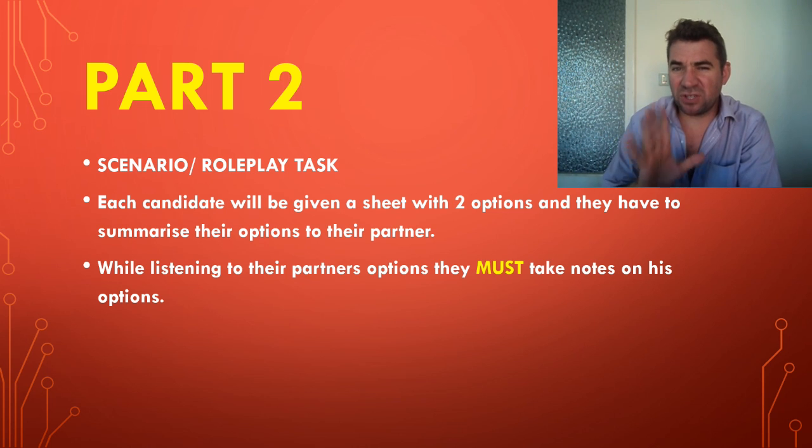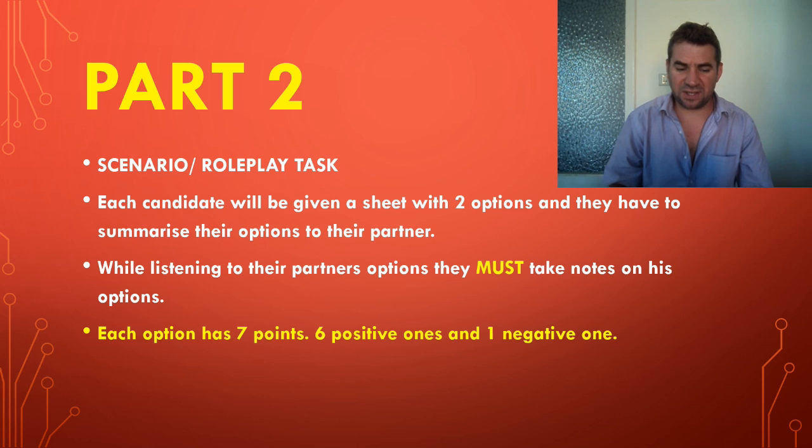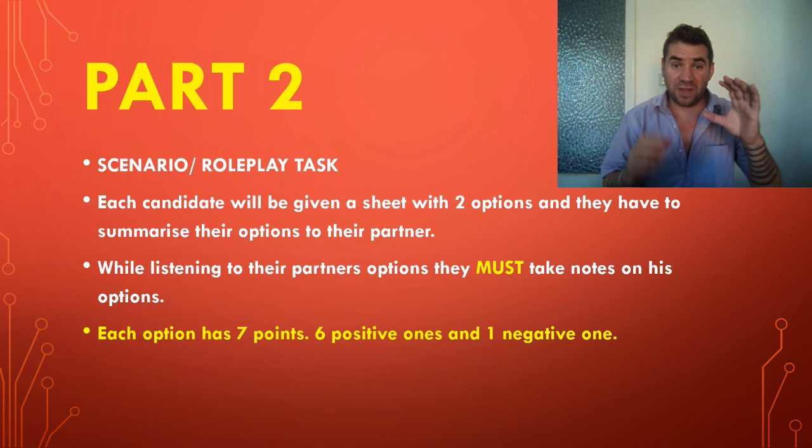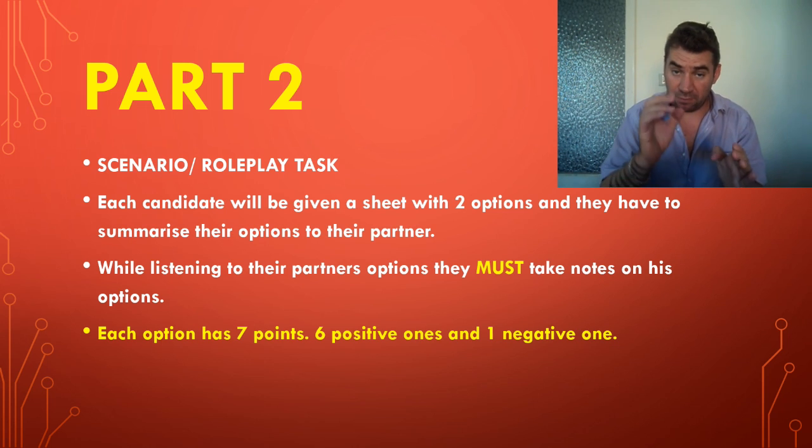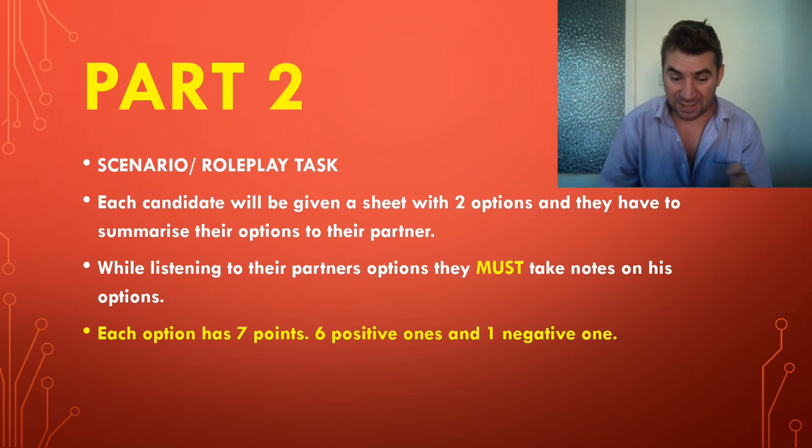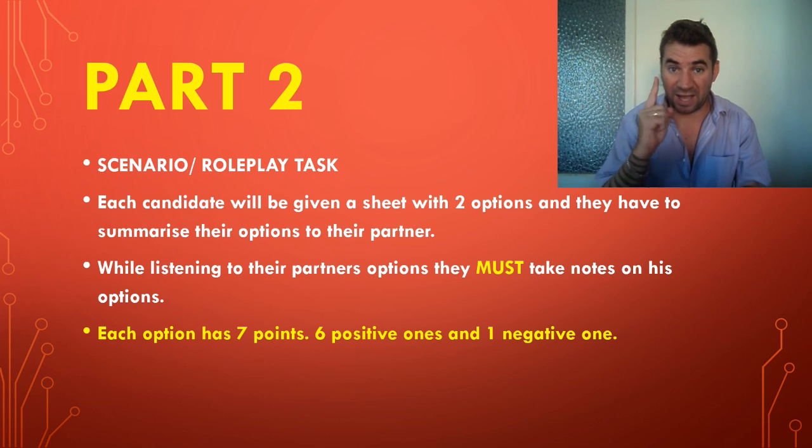It's also interesting to note, this is a good tip here, that each option you're going to get is going to have 7 points: 6 positive ones and 1 disadvantage.